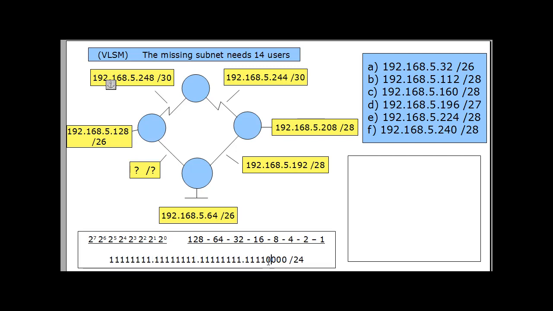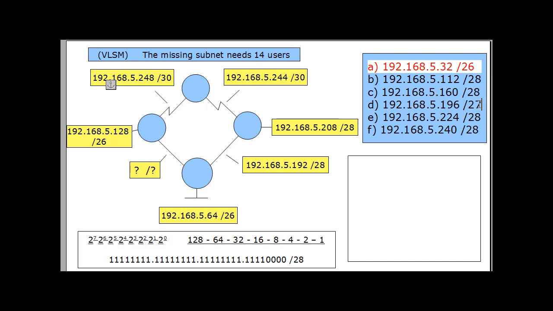Okay, I had 4 ones here, right? And now it would be a 255, 255, 255, 240 network, or we'd call that 25, 26, 27, 28, a /28 size subnet. So the correct answer is going to be a /28. So right off the bat, we know that the /26 answer is wrong, and so I will just make that red.